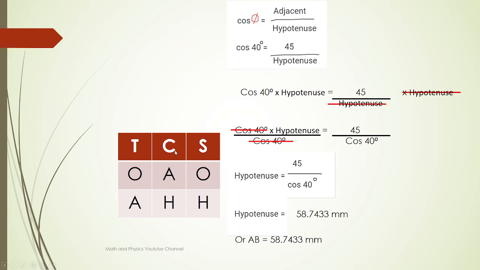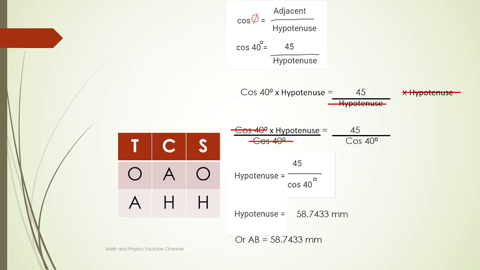So again, from our table, we have cos theta, which is the given angle, is equal to the adjacent divided by the hypotenuse, which is A divided by H. So what we're going to do now, based on the information given in the question, the angle theta is 40 degrees. The adjacent side, the given length, was 45, and the hypotenuse is unknown. That is what we're solving for.